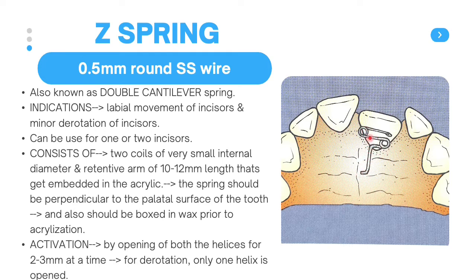The spring should be perpendicular to the palatal surface of the tooth and also should be boxed in wax prior to acrylization in order to prevent the acrylic from flowing inside the coil. Activation is by unwinding the coil or by opening both of the helices around 2 to 3 mm at a time. For derotation, only one helix is opened, depending on which direction you want to derotate the teeth.